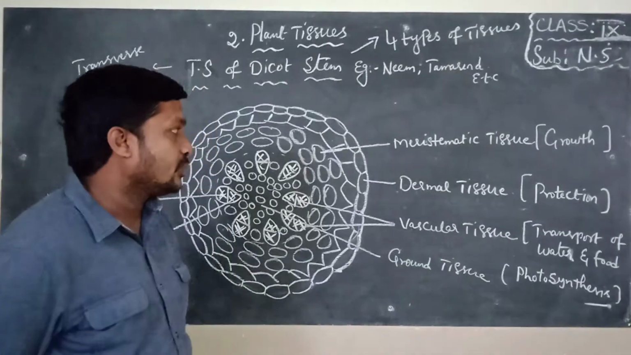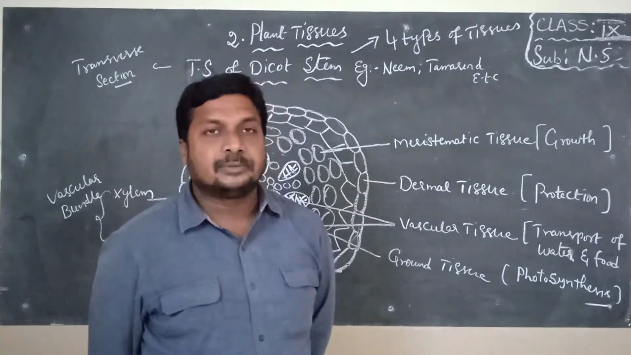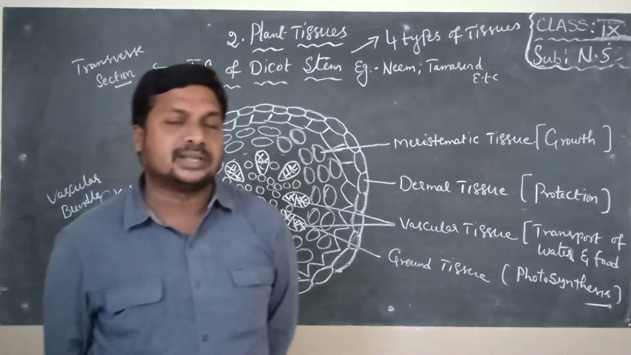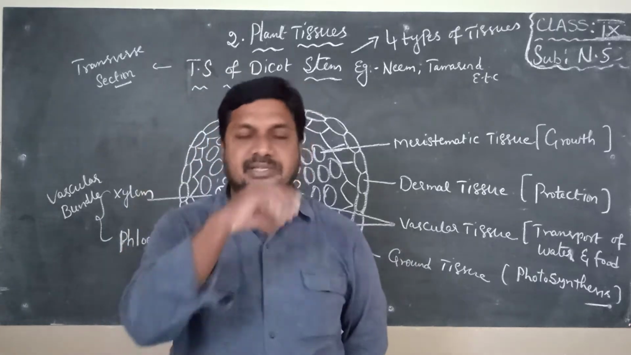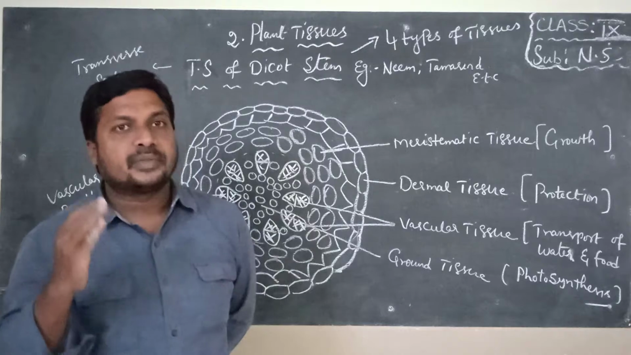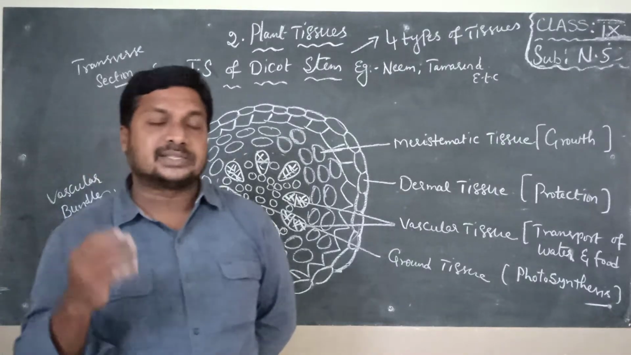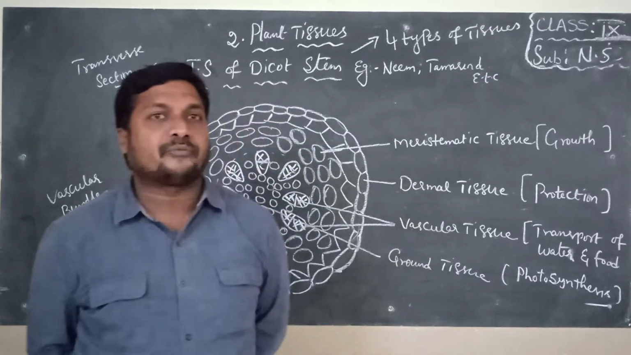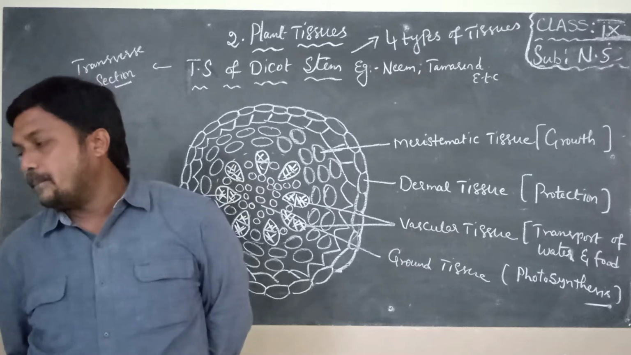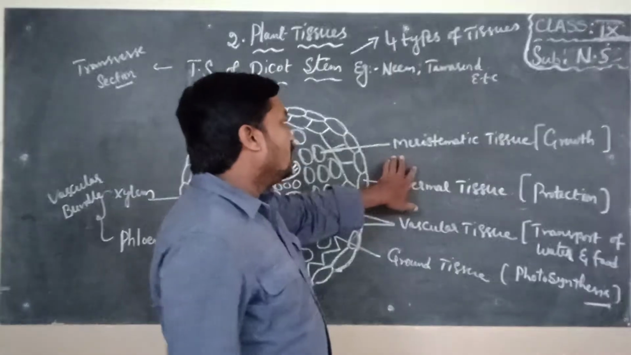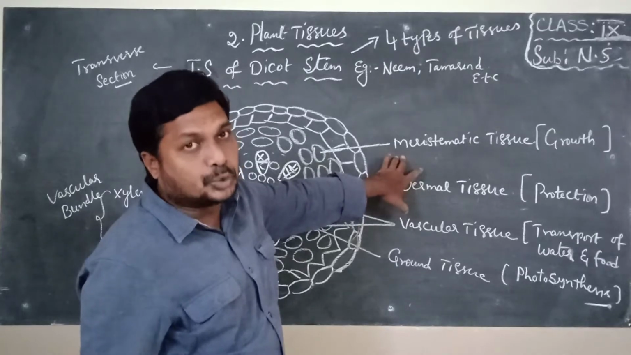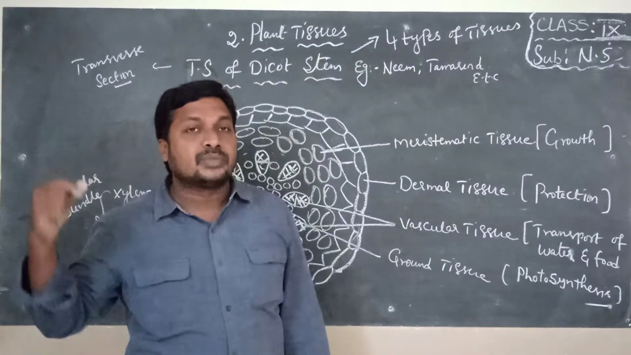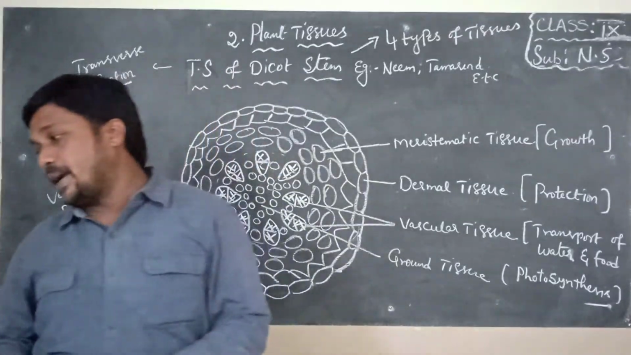Tissue. First keyword, children. Tissue means a group of cells which have similar structure and perform similar functions. If you observe multicellular organisms, we can find an organization: cells, tissues, organs, organ systems, organism. Next one is meristematic tissue. The tissue present in the tip of root and tip of shoot. Shoot means stem. It helps to increase the plant size, whether lengthwise or breadthwise. That is called meristematic tissue.